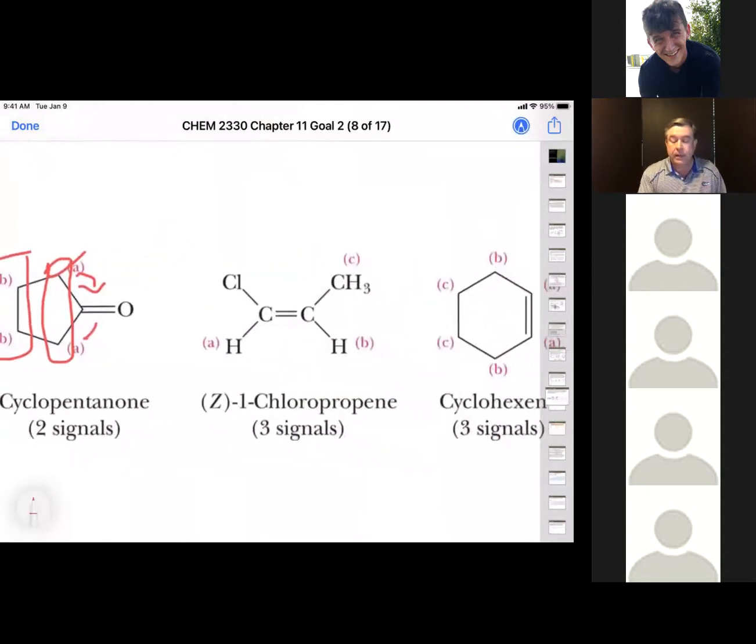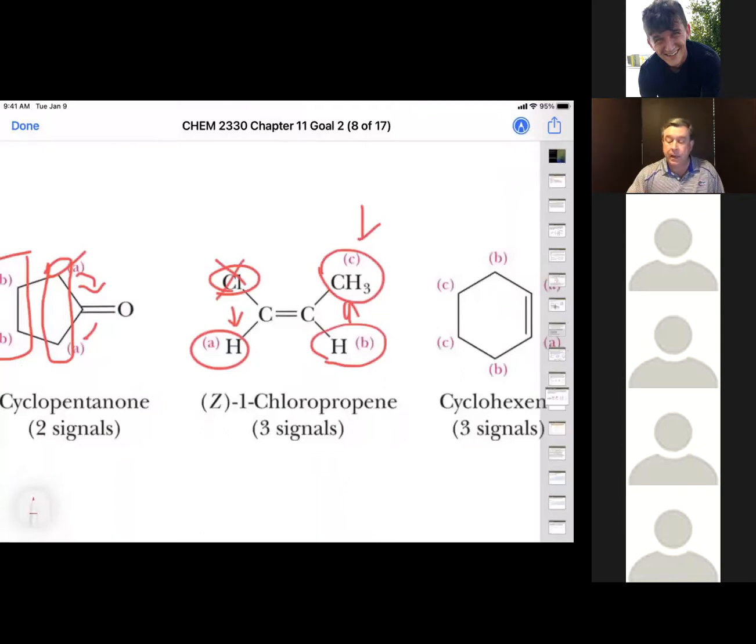Let's go to this alkene right here. We have a chlorine. We're not going to see that in proton NMR, but we have a hydrogen next to chlorine, so that's going to be 1 signal. We have a hydrogen next to a methyl group, that's going to be another signal, and this methyl group is really far away. So that's going to be another signal. We're going to see 3 signals for this compound.